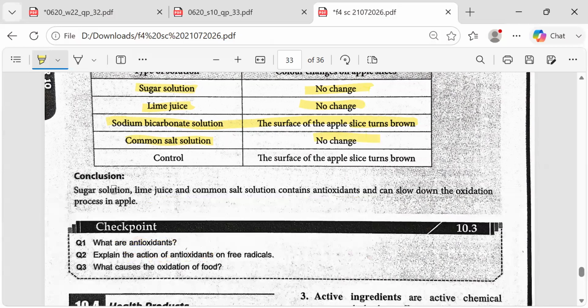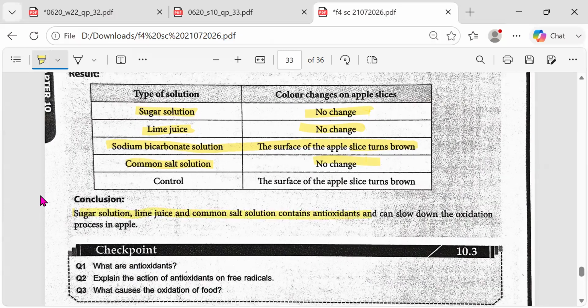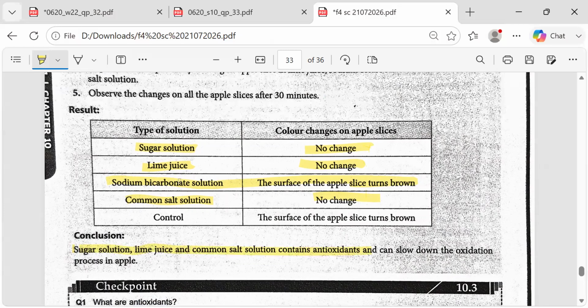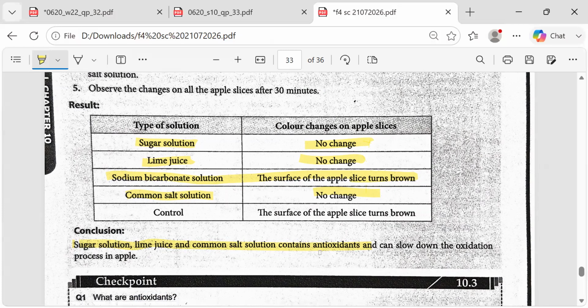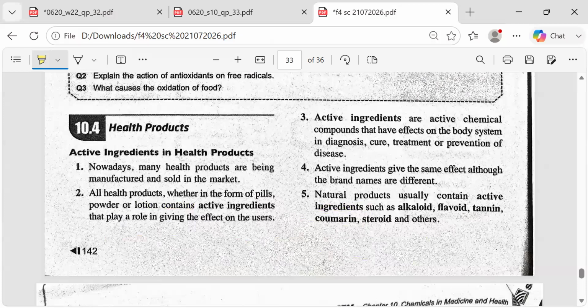So the solution of sugar, lime juice, and common salt contains antioxidants. Which one is the best one to take? Lime juice, because too much salt can harm your kidneys also. So it's an antioxidant, yeah, but you shouldn't take it. Sugar solution, you shouldn't take it because too much sugar is also toxic in your body. It causes diabetes. Okay?